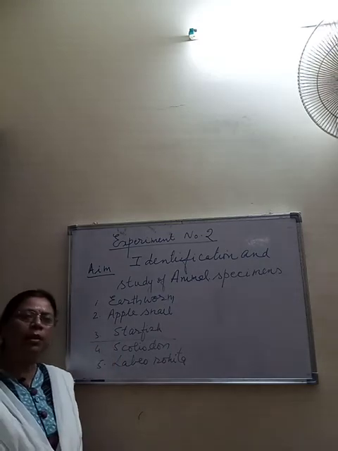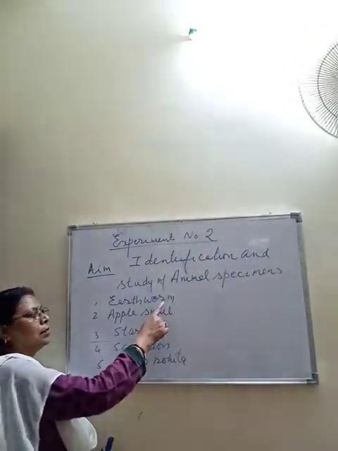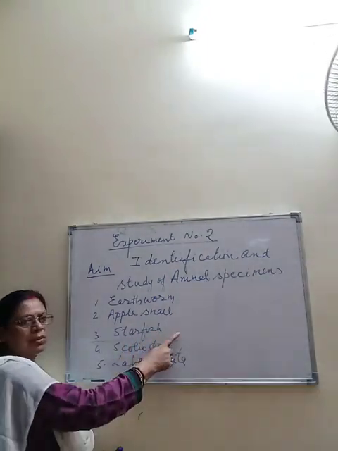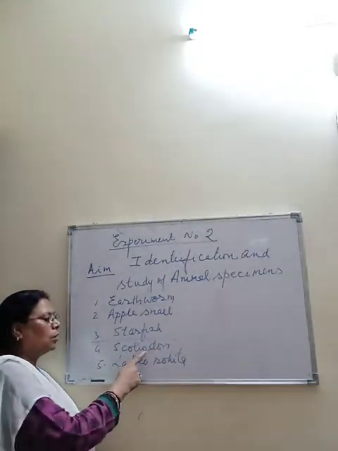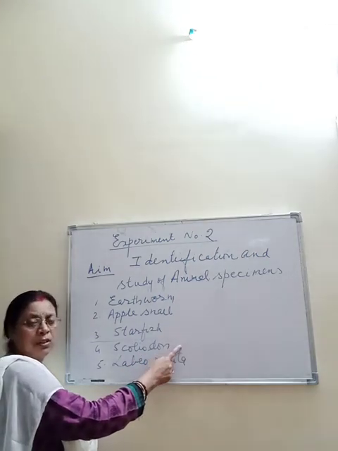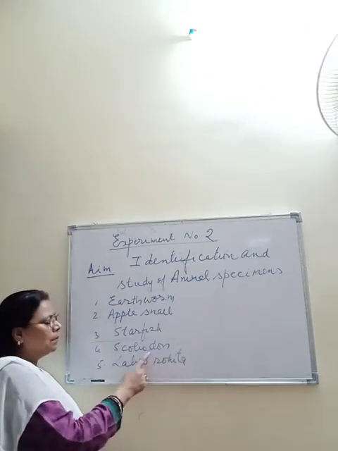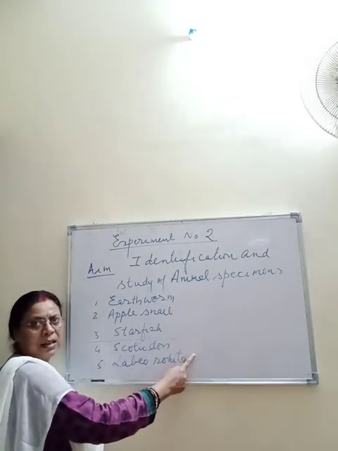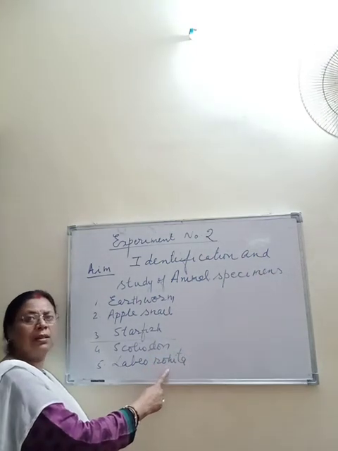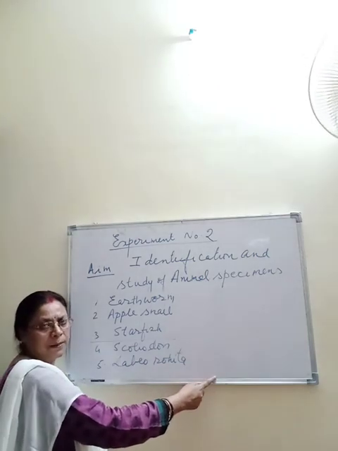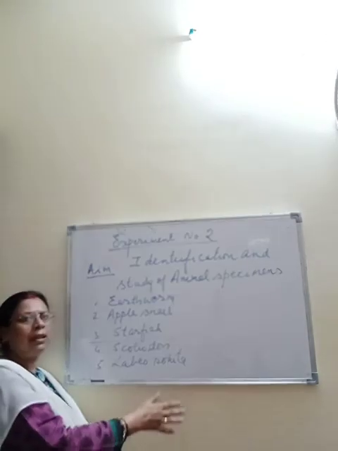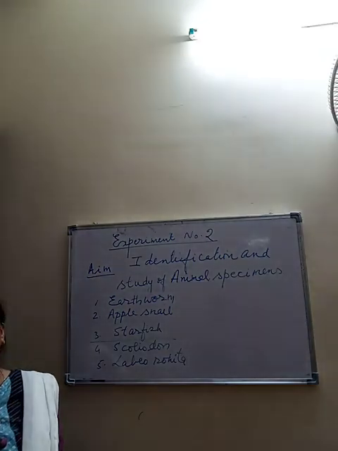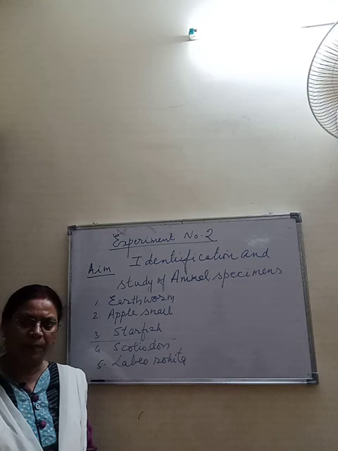And you should know the group to which they belong. Earthworm is an annelid. Apple snail is a mollusc. Starfish is an echinoderm. Scoliodon is a cartilaginous fish. So both are species, but Scoliodon belongs to cartilaginous fish, so its class is Chondrichthyes. And Labeo rohita is a bony fish, Osteichthyes. Okay, and learn the characters which I have sent. On the basis of this, only the MCQ questions will be prepared.